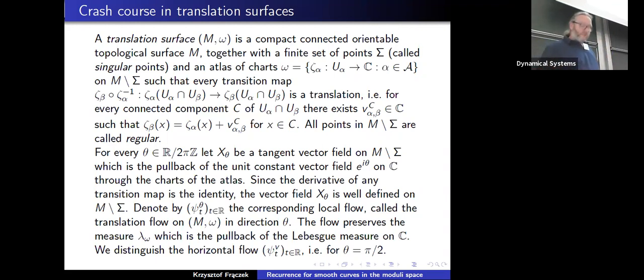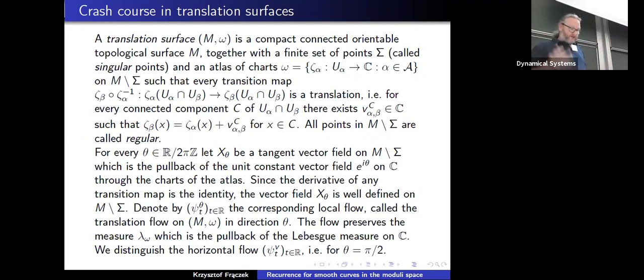And on the set of regular points, for every direction theta, we can define a tangent vector field in the direction theta. This is the pullback of the unit constant vector in the direction theta on the complex plane. Of course, this pullback is given by charts of the atlas. And since the derivative of any transition map is the identity, everything is well defined. So we have a tangent vector field on the set of regular points, and we can define the corresponding local flow. This local flow is called the translation flow on the translation surface in direction theta, and in local coordinates, it looks like the usual translation in the direction theta.